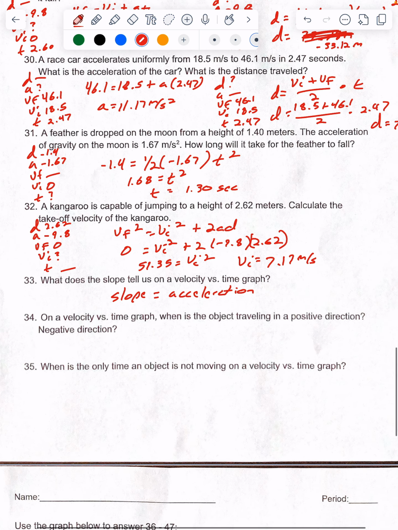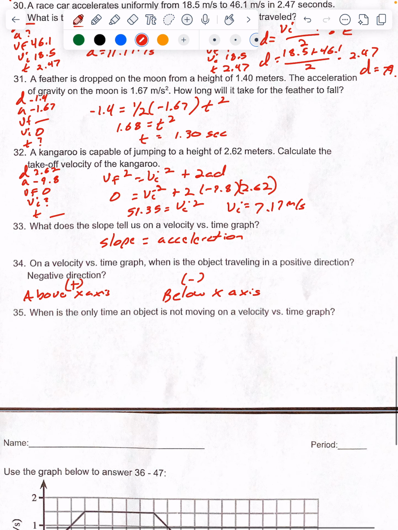On a velocity versus time graph, when is the object traveling in a positive direction? Anytime you're above the x-axis. That is when you're going in the forward direction. Anytime you're below the x-axis, you're going in a negative direction. So anytime I ask when you are going backwards or in the negative direction, it's anytime you're below. Number 35: when is the only time an object is not moving on a velocity versus time graph? That is when it touches the x-axis. That is when your velocity equals 0, which I'm about to make make sense.